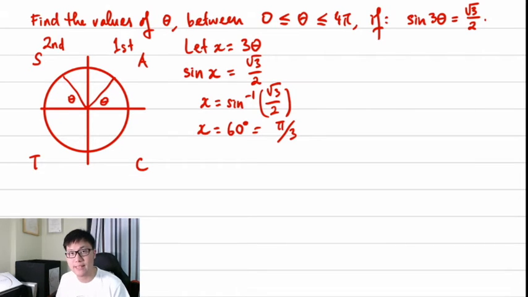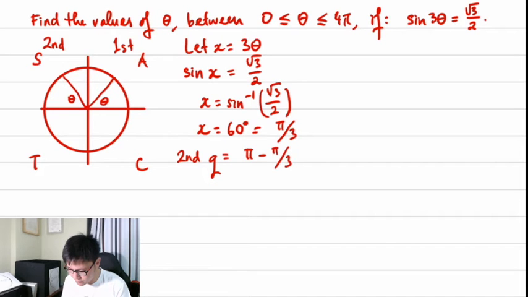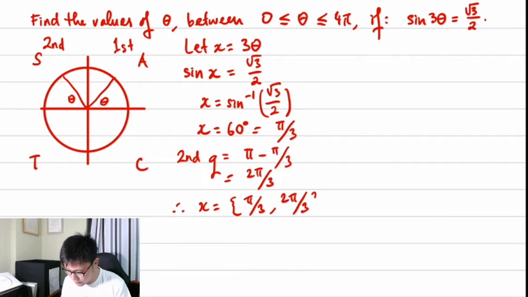Now that we know the basic angle is pi over 3 or 60 degrees, we're going to find the second quadrant's angle. So in this case, that's going to be pi, take away pi over 3, which will equal 2 pi over 3. X is really pi over 3 and 2 pi over 3.